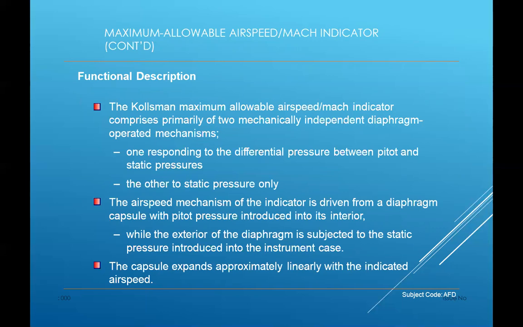The functional description of this indicator comprises primarily two mechanically independent diaphragm operated mechanisms, one responding to the differential pressure between pitot and static pressure, the other to static pressure only. The airspeed mechanism of the indicator is driven from a diaphragm capsule with pitot pressure introduced into its interior, while the exterior of the diaphragm is subjected to the static pressure introduced into the instrument case. The capsule expands approximately linearly with the indicated airspeed.